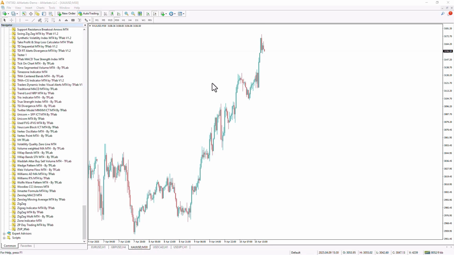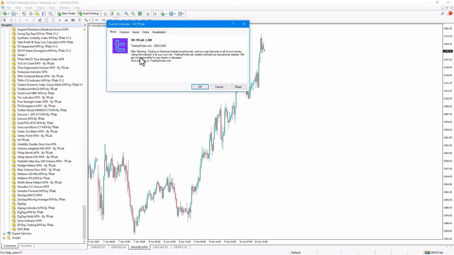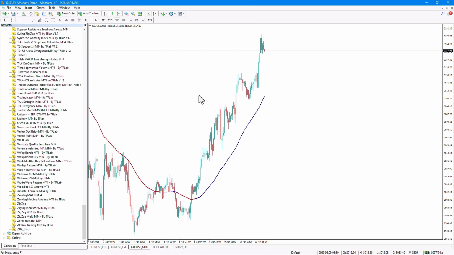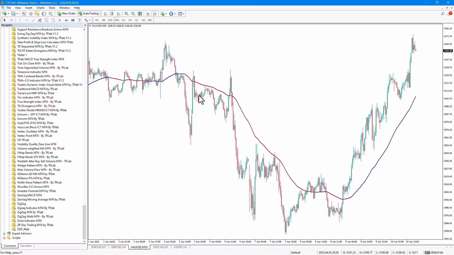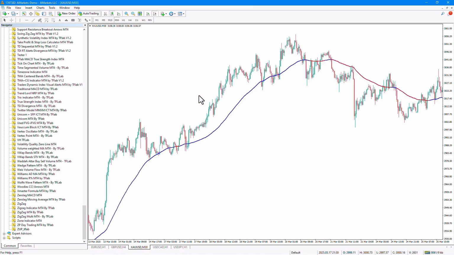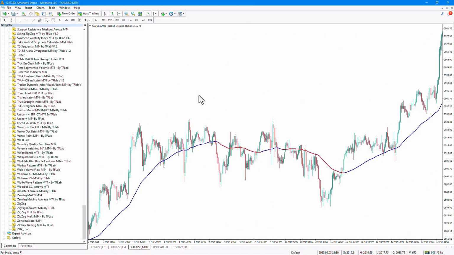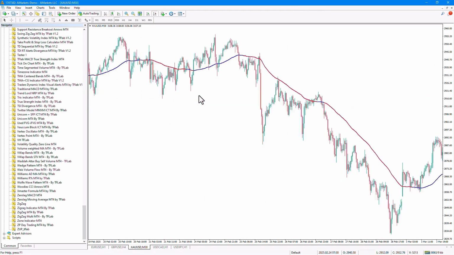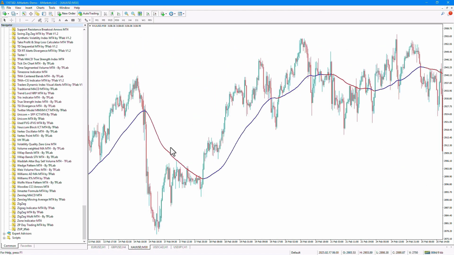From the Navigator section, we select the indicator file, and by dragging the file onto the chart, we execute the indicator. Once the indicator is executed on the chart, it begins to draw a moving average line in blue and red colors. On the price chart, it uses these two colors to display the upward and downward trends in the market.